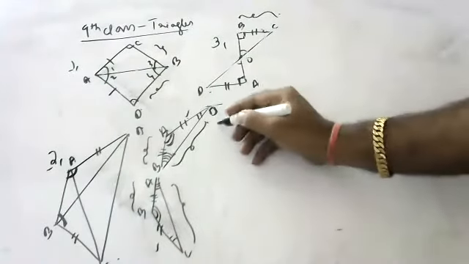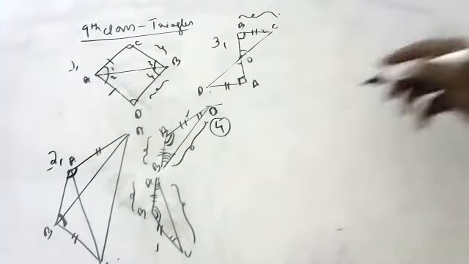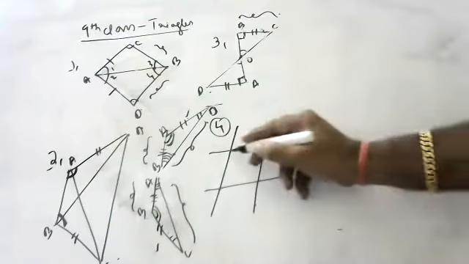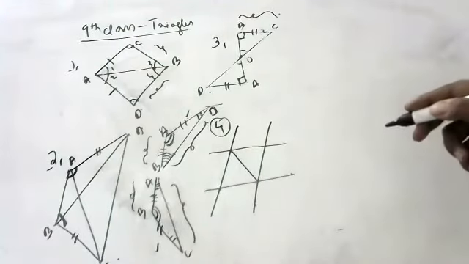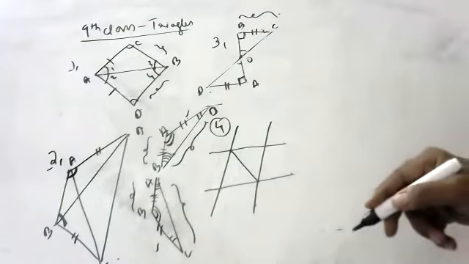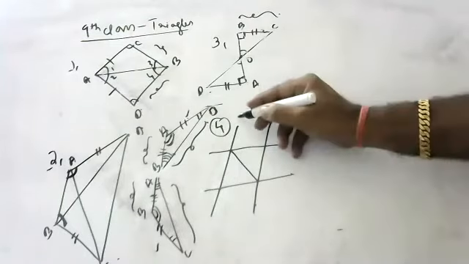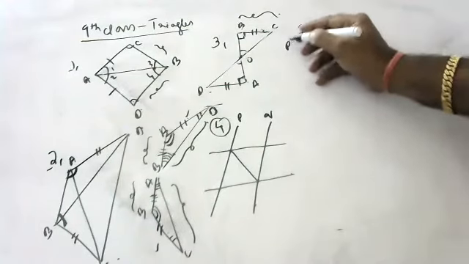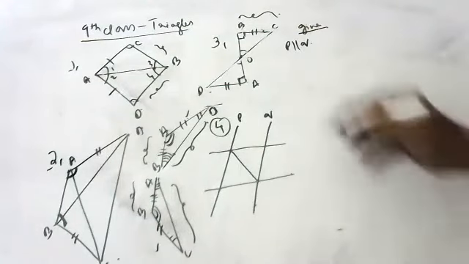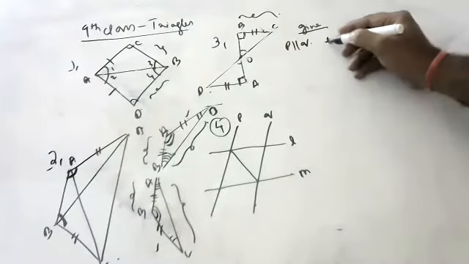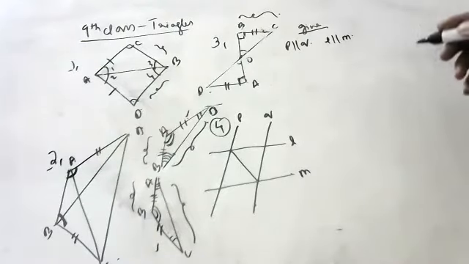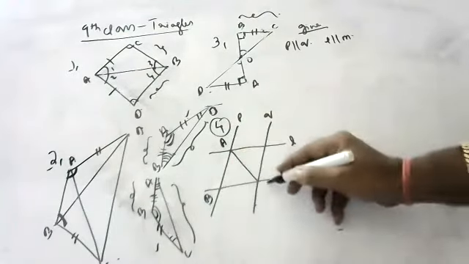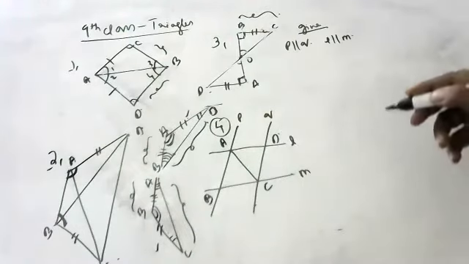Next question. Fourth question. Children, both of these are parallel lines, and this is a diagonal. Given: P is parallel to Q, and L is parallel to M. In the middle, they gave A, B, C, D.